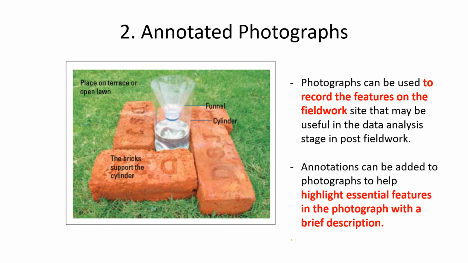Next, another way to record observations is through annotated photographs. It allows the researcher to capture the visual image of the field study sites and include relevant description of features that are relevant to their study. Annotations can be especially useful in the post-fieldwork stage, where one tries to make sense of all of the data collected.